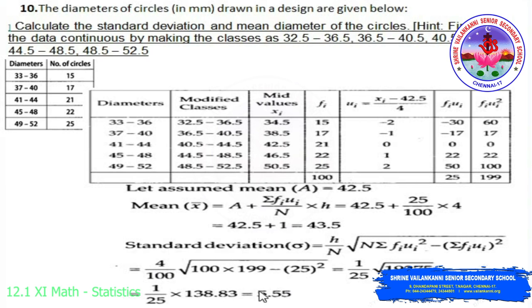So substituting the values we get 5.55. So standard deviation sigma is equal to 5.55.